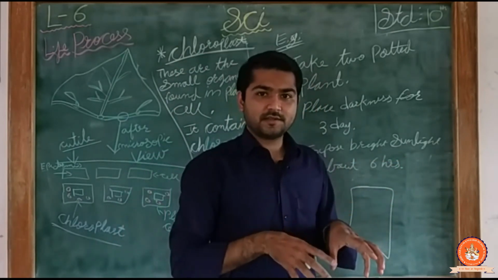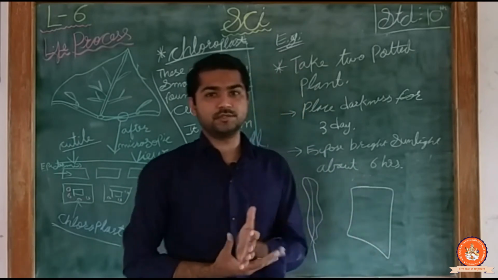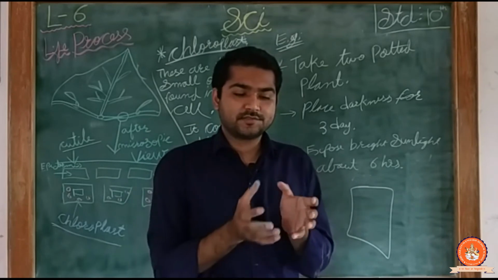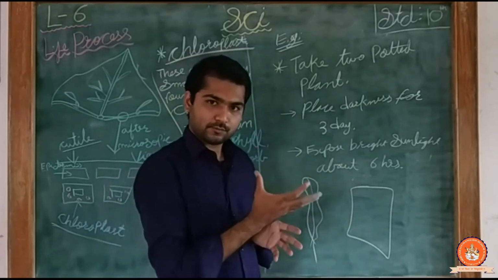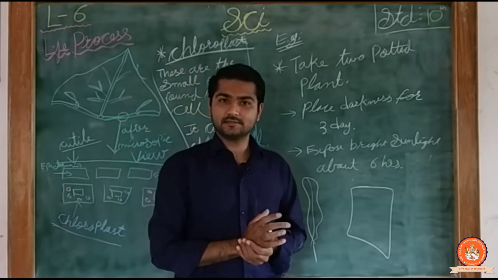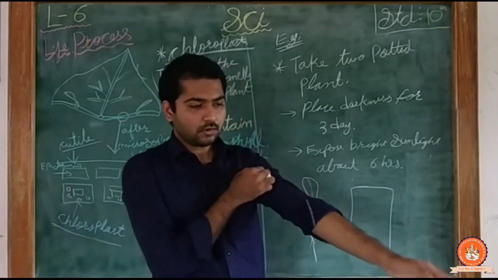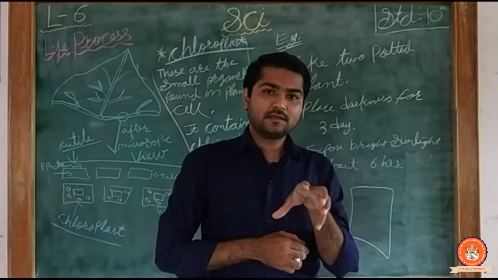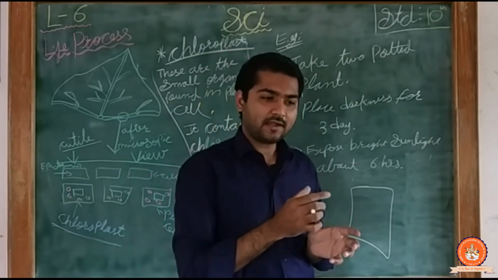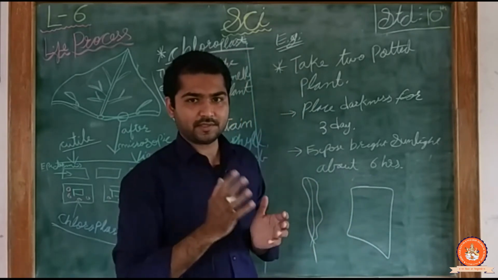which is present in the leaf is used, and that is why some part of the leaf is green in color and some part is not greenish in color. So chlorophyll, where the starch will be present, starch will be present where the chlorophyll is present.